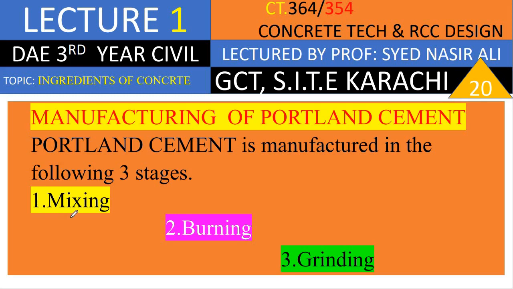Now this is the new topic, manufacturing of Portland cement. Portland cement is manufactured in the following three stages. Number 1, mixing. Number 2, burning. And number 3, grinding.